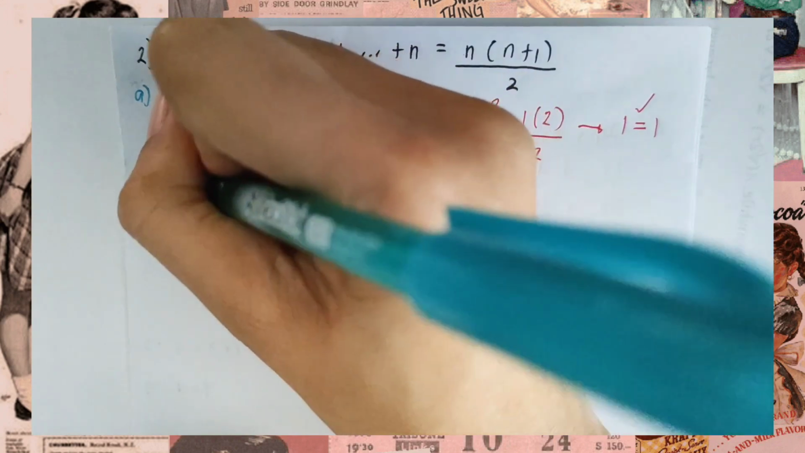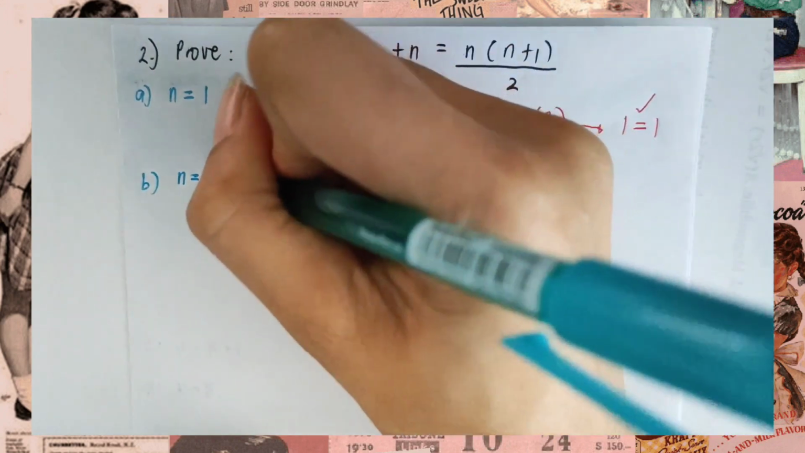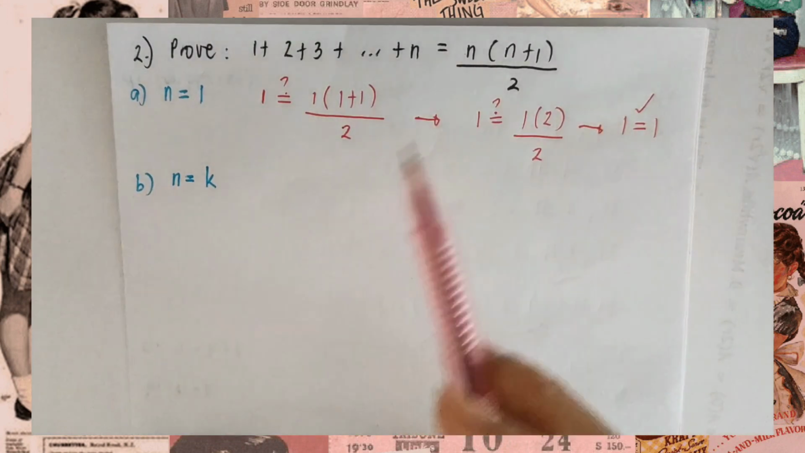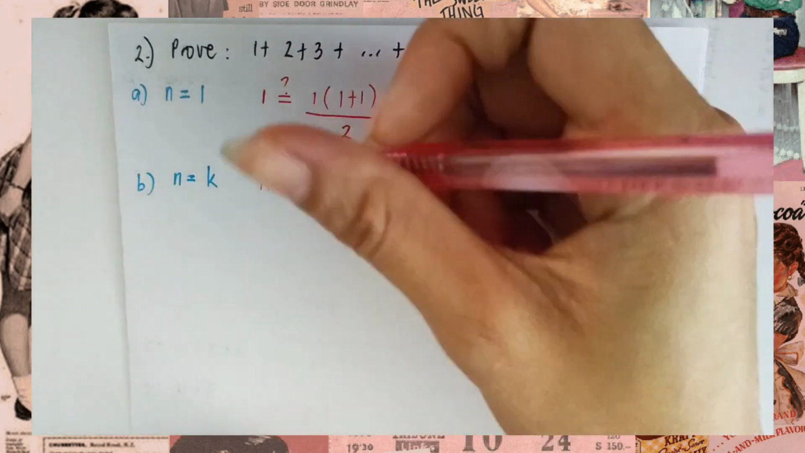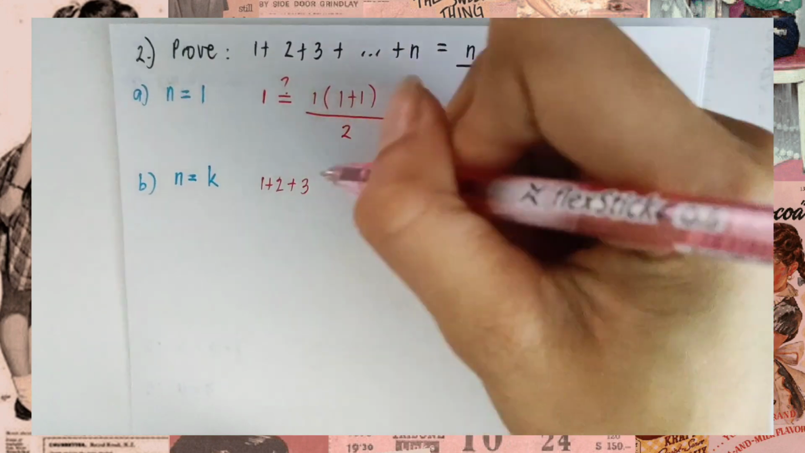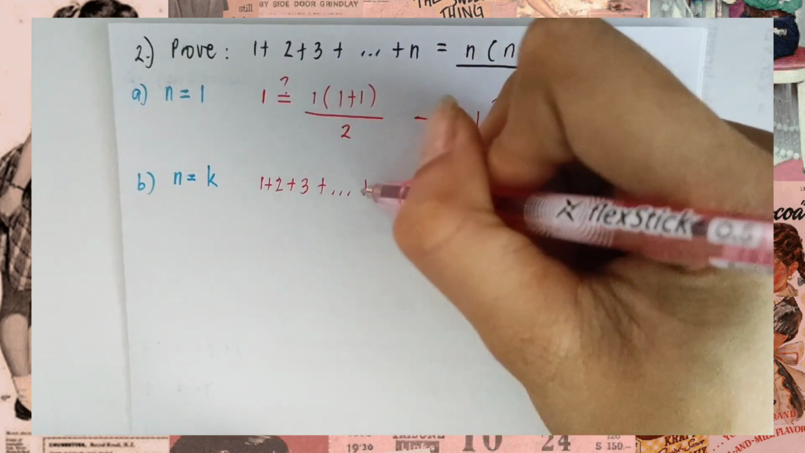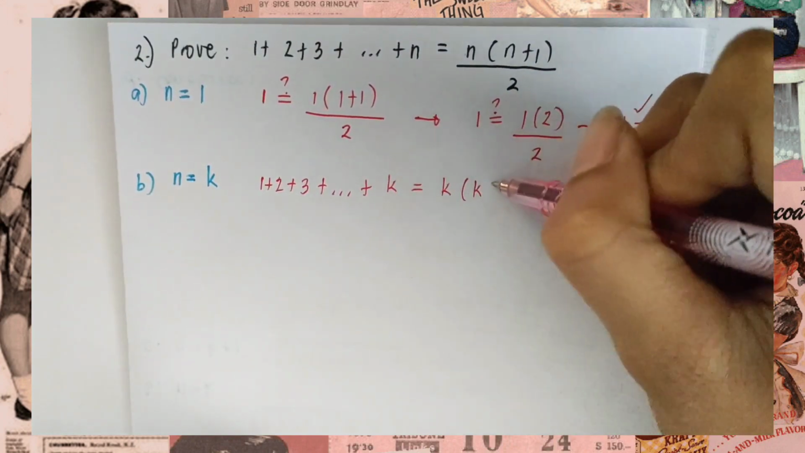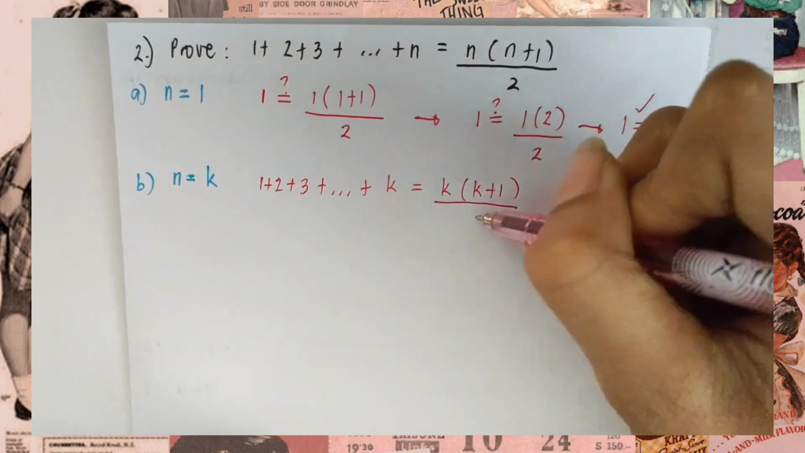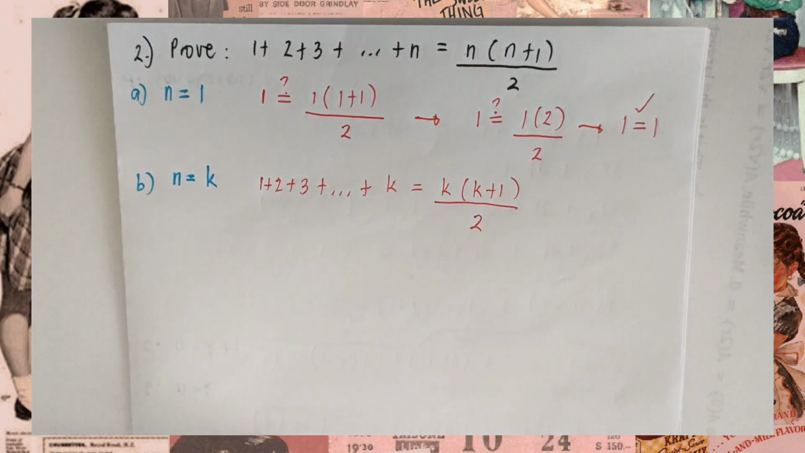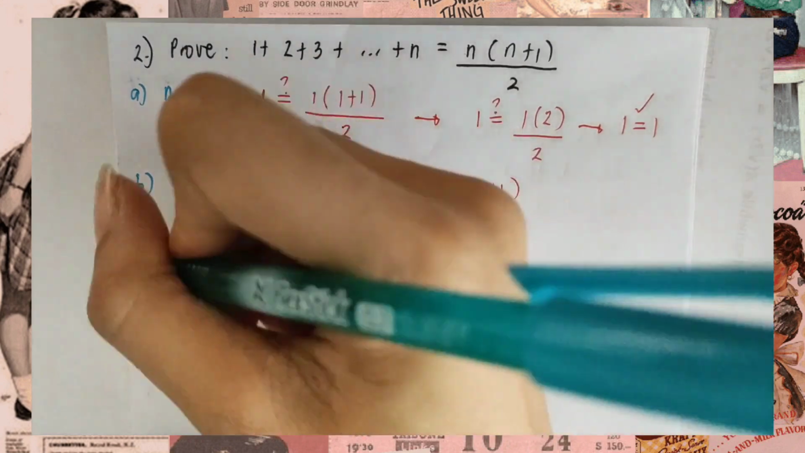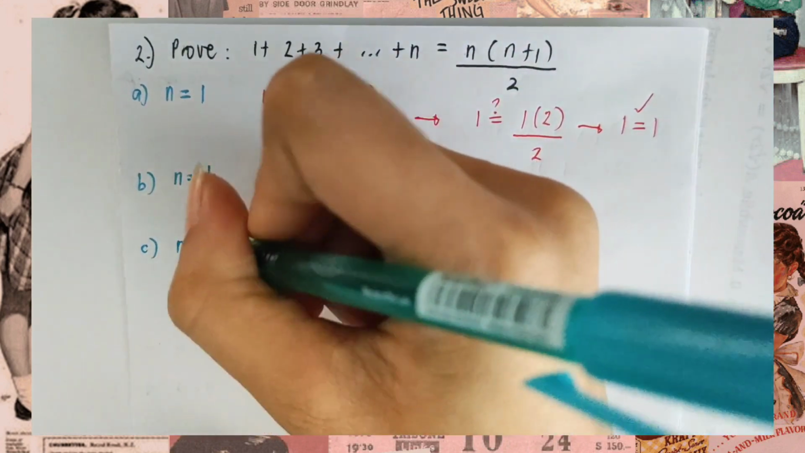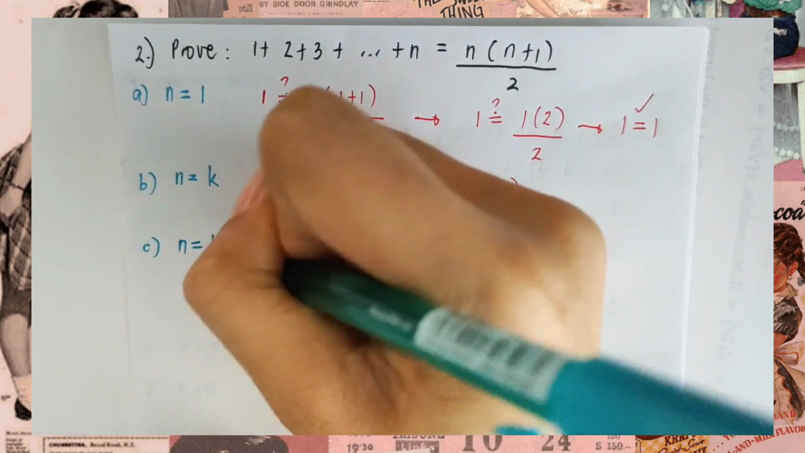And for assumption, we need to change all the n with k. So change all the given n here with k. So it will become 1 plus 2 plus 3 plus ... plus k equals k times k plus 1 over 2. That is our assumption. Next, proceed with the induction. And for the induction, we need to change our n with k plus 1.